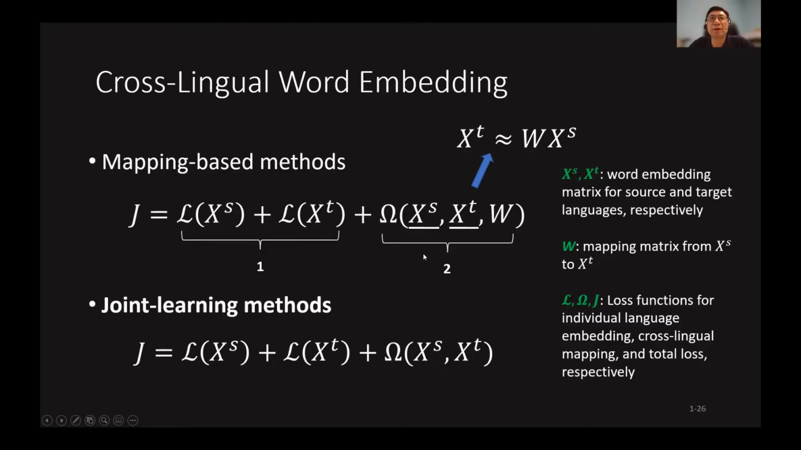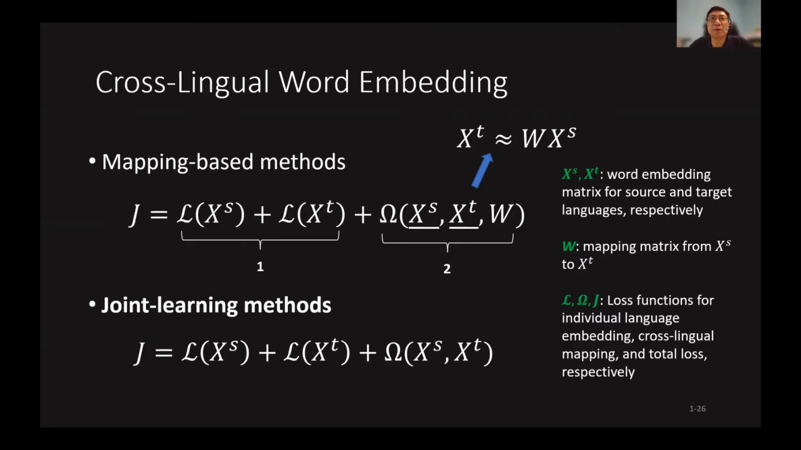So in this formula, XS and XT in the first part denote the word embedding matrices for the source and target languages respectively. Then L is the loss function for learning the word embeddings. Then in the second part, omega is the loss for the mapping matrix W that aligns XS and XT. Then in the joint learning method, the word embedding loss and the alignment loss are optimized at the same time. That means both languages share the same vector space so that the words with similar meaning in different languages are mapped as close as possible in this shared vector space.